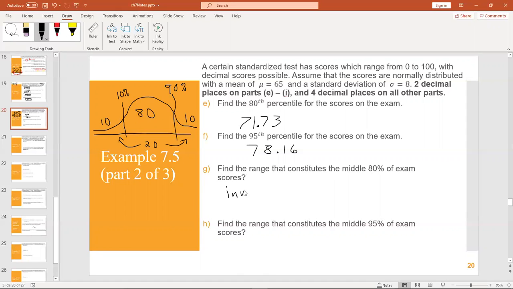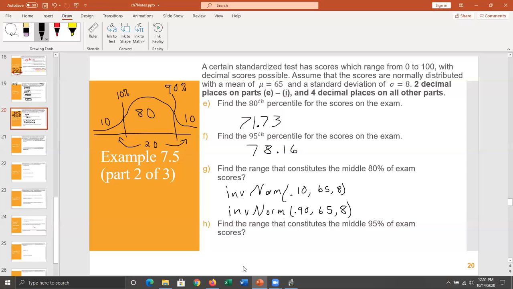So we're going to do the inverse norm. We need to find out what it is for 0.10, 65, and 8. And then we're going to do that once more with feeling. We're going to do the inverse normal of 0.90, and do that for 65 and 8. And let's work out what those are, shall we?